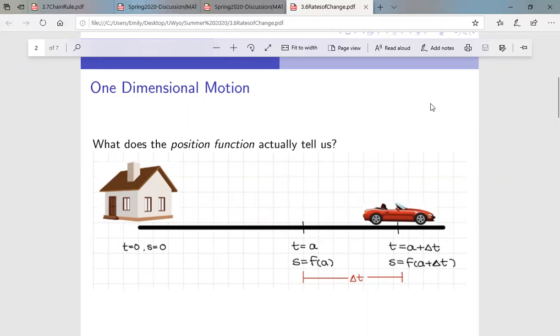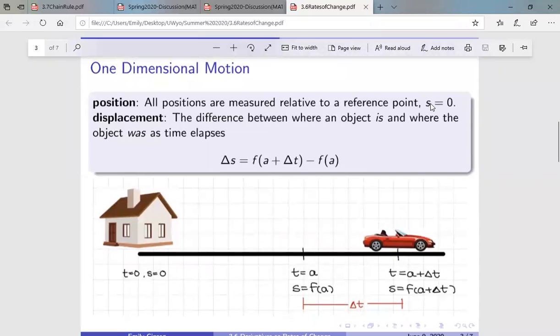So here I've drawn a cartoon. We've got a house, and I'm going to say at time 0, our position is 0 if we're at the house. And in my little red sports car, I can drive down the road, and let's say I can only drive east, or I can turn around and drive west to get back home, but I can't go north or south or anything like that. So at time a, I'm at position s equals f of a. And if I let some time elapse, delta t, and I add that to time a, then I've traveled another distance, right? I'm further away from the house than when I started.